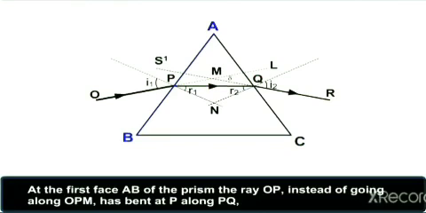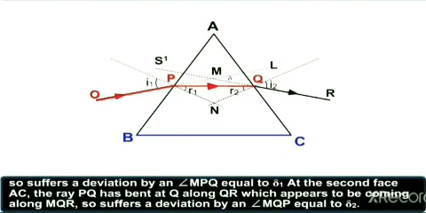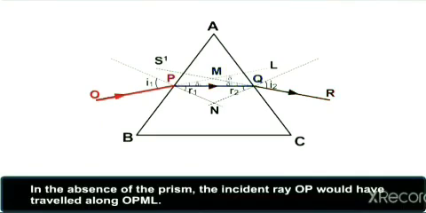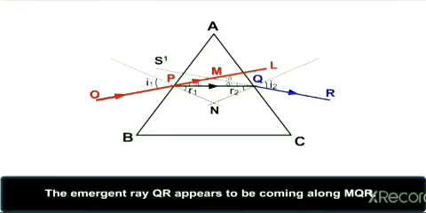At the first face AB of the prism, the ray OP, instead of going along OPM, has bent at P along PQ, so suffers a deviation by an angle MPQ equal to delta 1. At the second face AC, the ray PQ has bent at Q along QR, which appears to be coming along MQR, so suffers a deviation by an angle MQP equal to delta 2. In the absence of the prism, the incident ray OP would have travelled along OPML. The emergent ray QR appears to be coming along MQR.